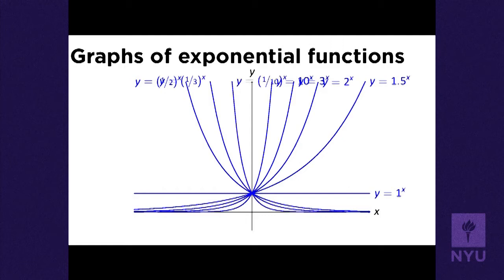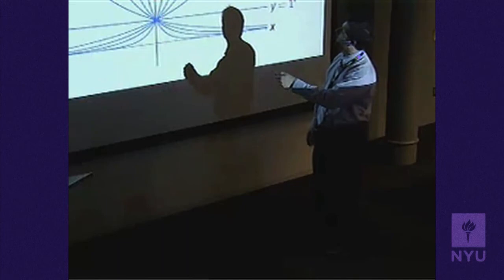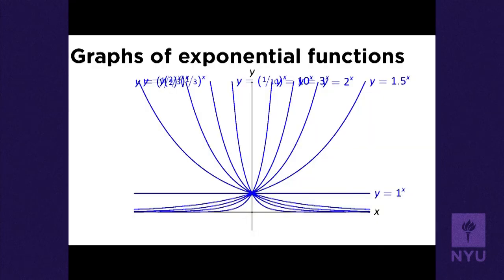And here's 1/10 to the x, and 1 over 1.5 is 2/3 to the x. My labels are starting to run into each other. But as you can see, you get this whole family of curves. If the base is greater than 1, then a to the x will go to infinity as x goes to infinity, and 0 as x goes to minus infinity. If the base is less than 1, but greater than 0 still, then the function will go to 0 as x goes to infinity, and infinity as x goes to negative infinity.